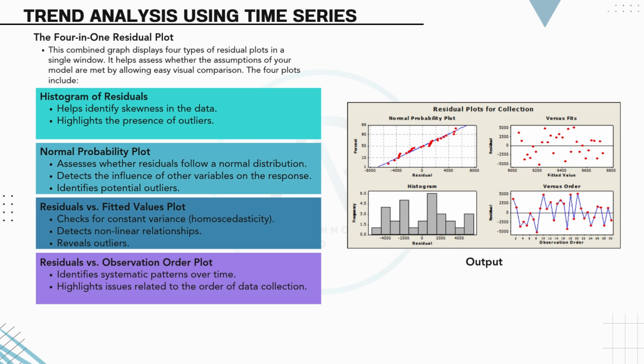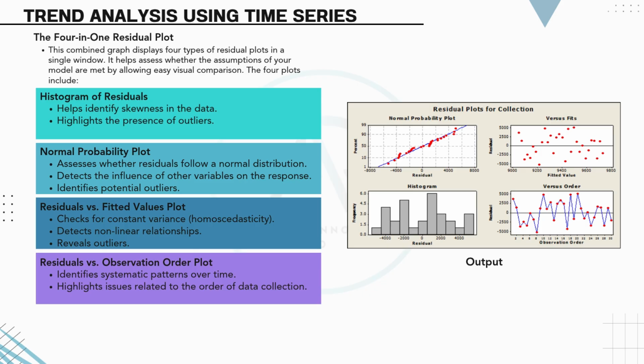Third, residuals versus fitted values plot. This plot helps check for constant variance, also known as homoscedasticity. A random scatter suggests the variance is constant, while a funnel shape or pattern indicates issues. It also helps detect nonlinear relationships and points out any data that may be outliers.